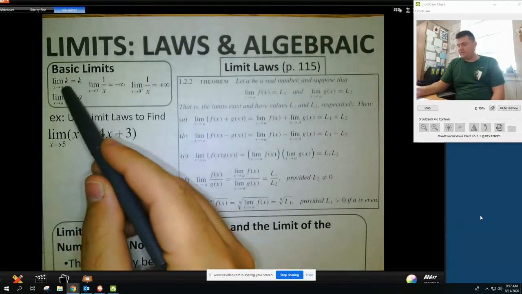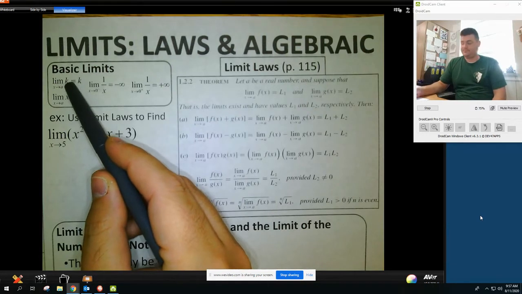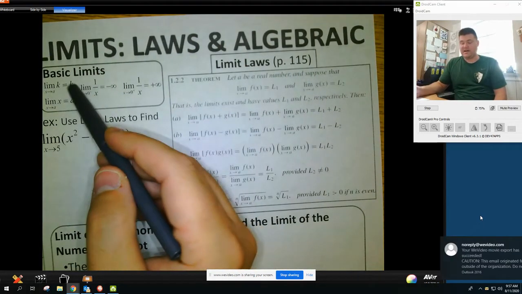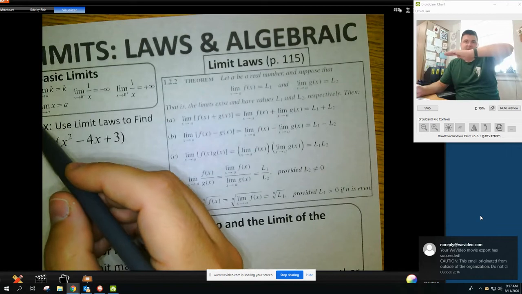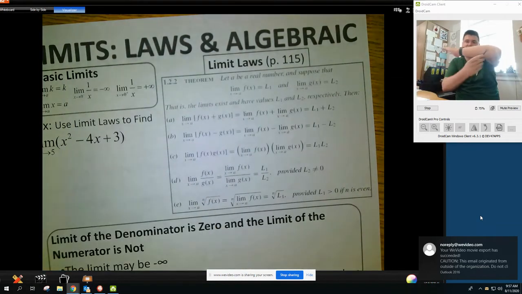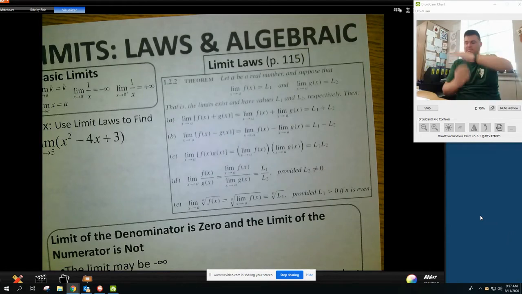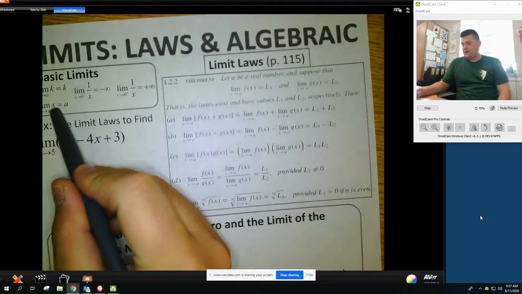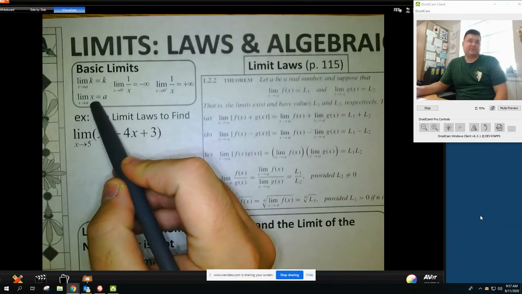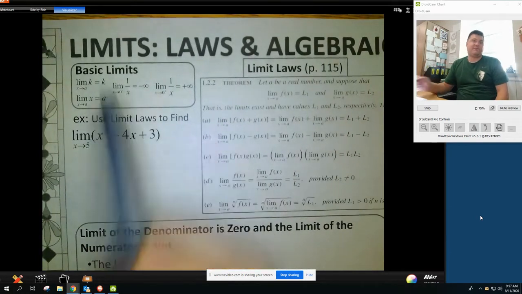So if you find the limit of a constant value, that's what k is, the answer is a constant, because again, a constant is like this kind of line right here. All right, straight line. So no matter what the limit is, it'll be the same no matter what. If you have just an x, you can just plug in that value right off the bat.